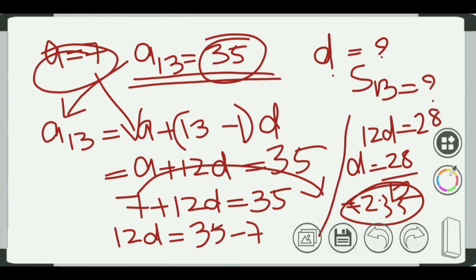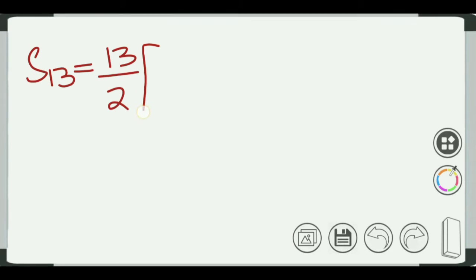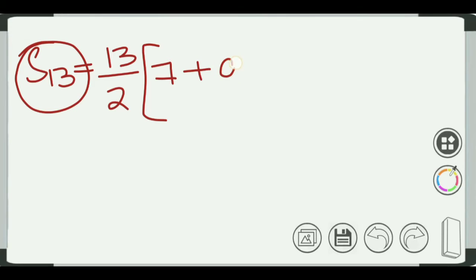Now you can find sum of 13 terms. S13 is equal to 13 by 2 into a plus an. What was a? a is given in the question as 7, plus an. Last term means a13. We are finding S13, so here an will be a13. So what is the value of a13? 35.